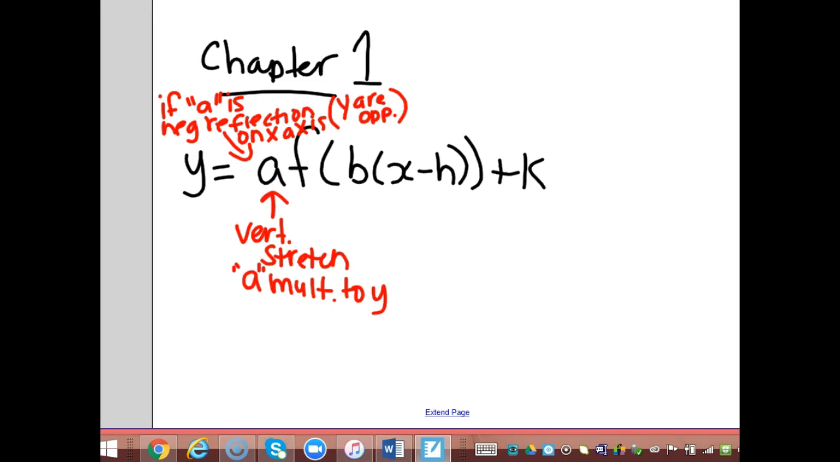Okay, this B is the horizontal stretch. And remember, whatever number is there, it's actually doing the opposite. So if there's a 2 there, it's cutting all your x's in half. So it would actually be like 1 over B multiplying to your x's. If there's a half there, then all your x's are going to be twice as big.